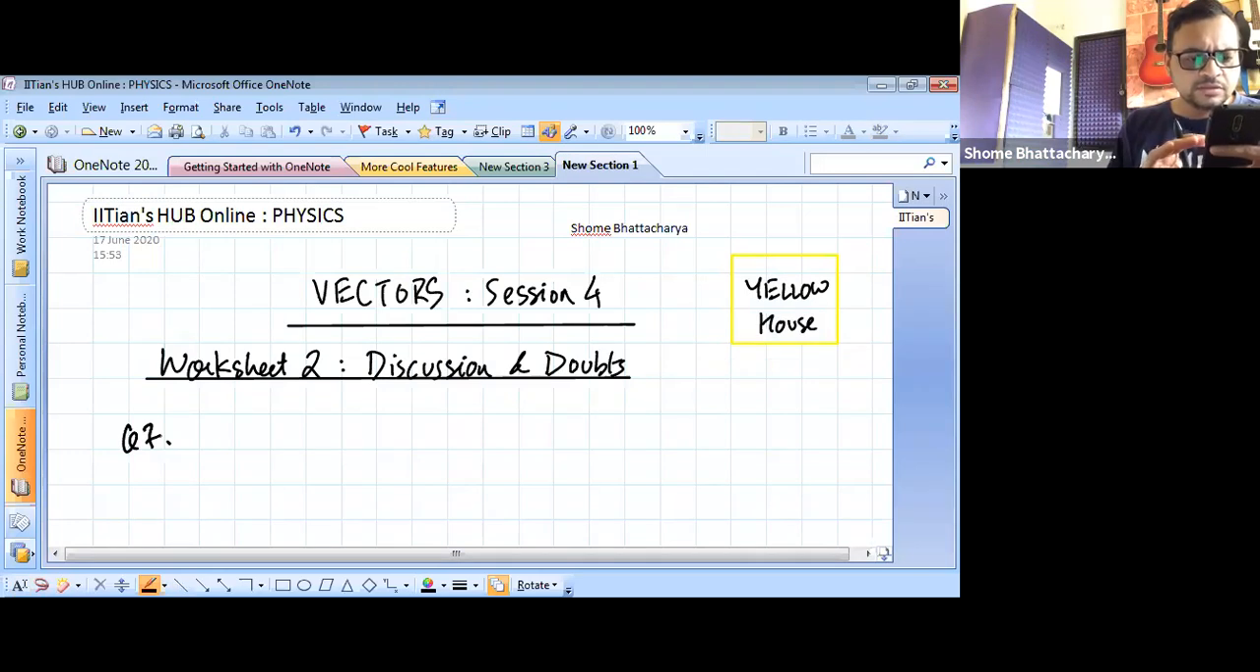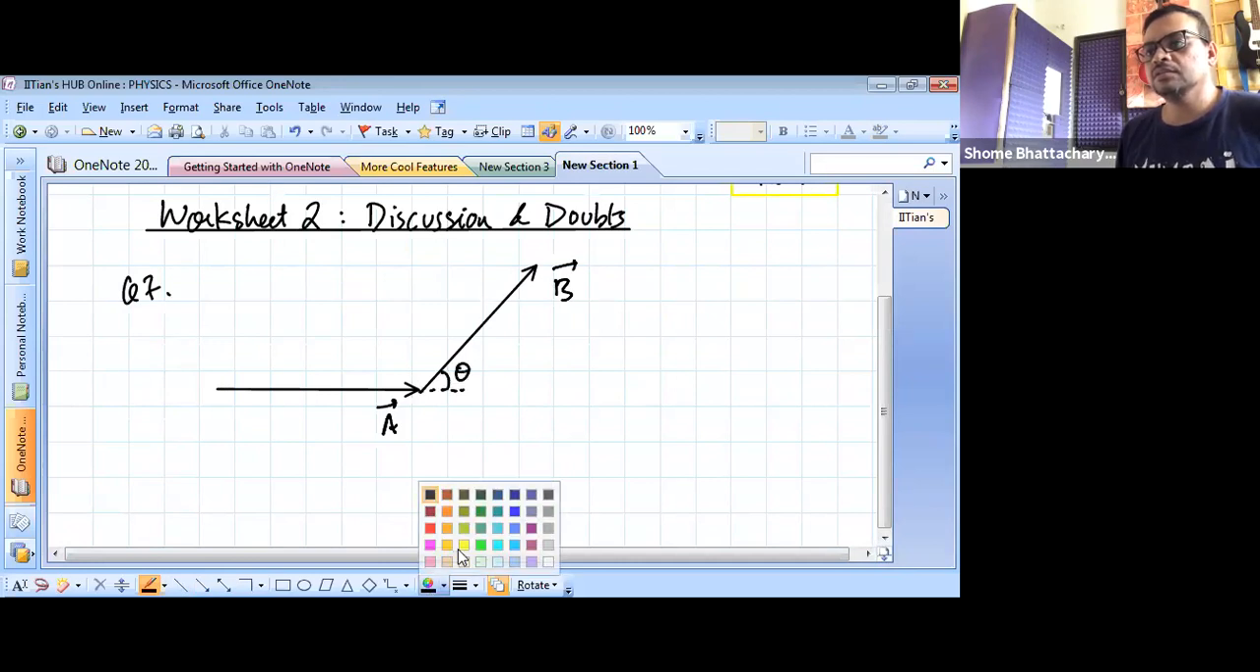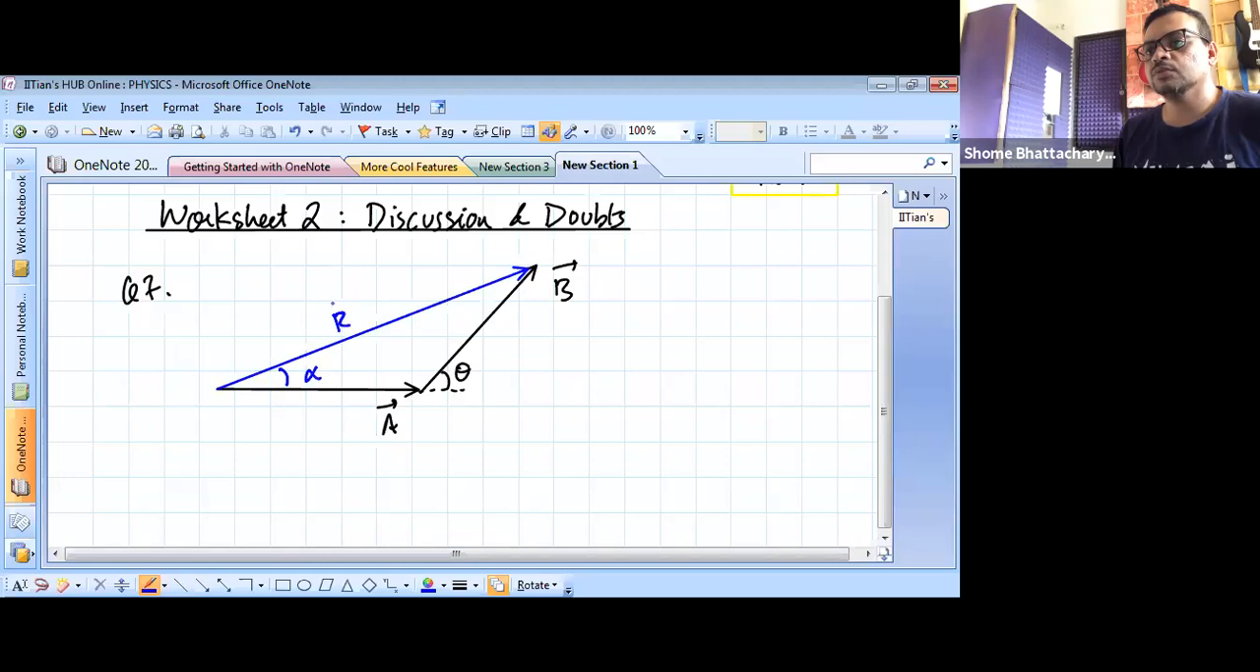Okay, so in 7, you have two vectors of magnitude 10 each at an angle of 60 degrees with respect to each other. Find the angle made by the resultant vector with respect to the first. Basically it is an application of triangle law. In general, if two vectors are placed like this, this is vector A and this is vector B, and the angle between them is theta, then the resultant vector becomes this one, and the angle that the resultant makes with the original vector A is this one.